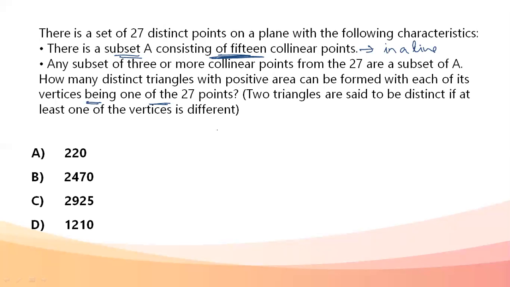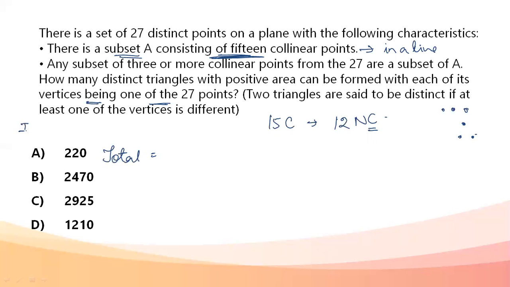Okay, now 27 points are given to me. There are 15 collinear points. That means out of those 27, 12 will be non-collinear. A triangle will be formed when at least one of the points is a non-collinear point. Three collinear points cannot form a triangle. At least one point has to be non-collinear, only then the triangle is going to be formed. So total number of triangles that are going to be formed.